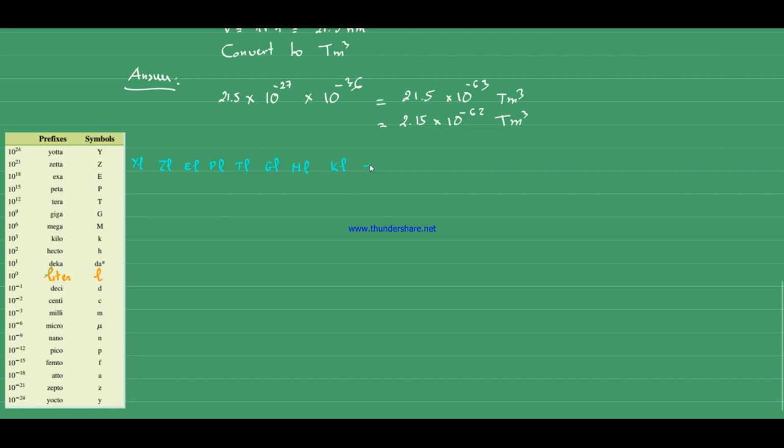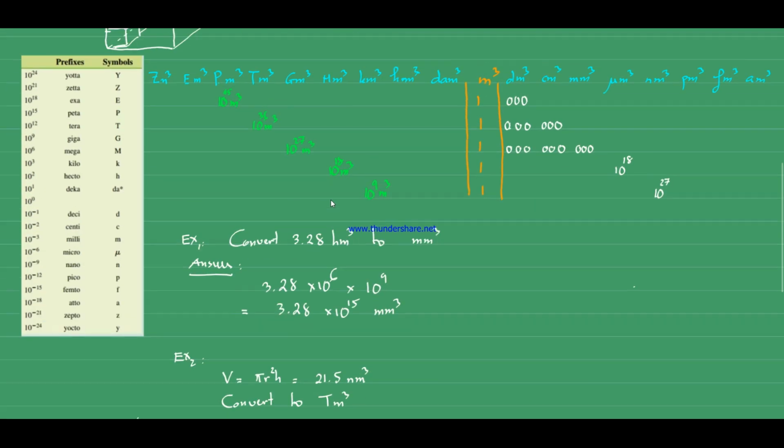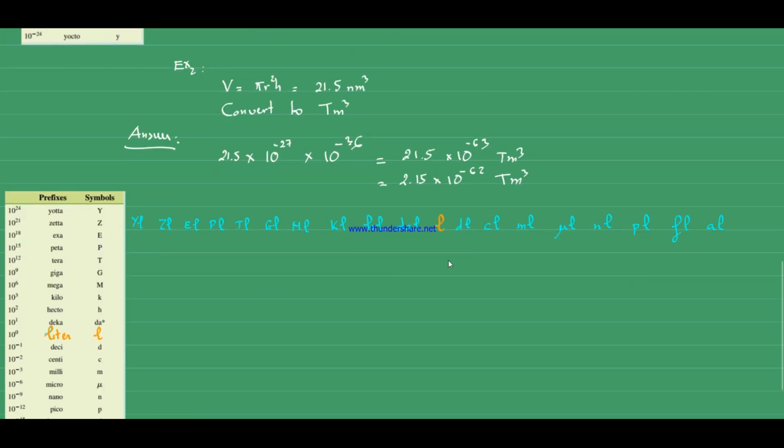liter, we have hecto liter, then we have decaliter, then we have liters as the reference column. Okay, and after that we have deciliter, centiliter, milliliter, then we have microliter, nanoliter, picoliter, then we have femtoliter, then we have attoliter, and so on.